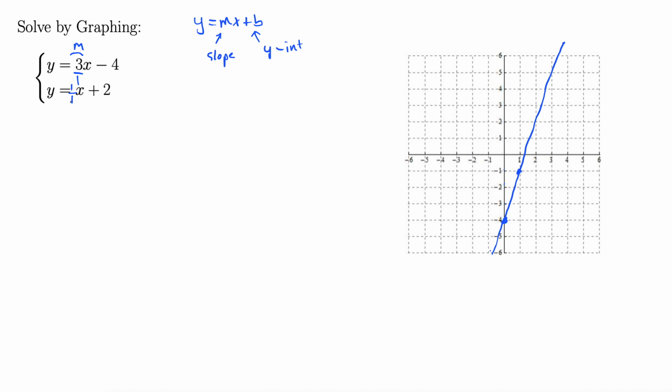Now for our second line here, we have a slope of 1, which I'm going to write as 1 over 1. Sometimes that helps. Plus 2. There's our y-intercept here. So we have this. And with this slope, we go up 1 over 1, up 1 over 1, up 1 over 1. So it makes a nice diagonal. So anytime you have a slope of 1, it's a perfect diagonal.